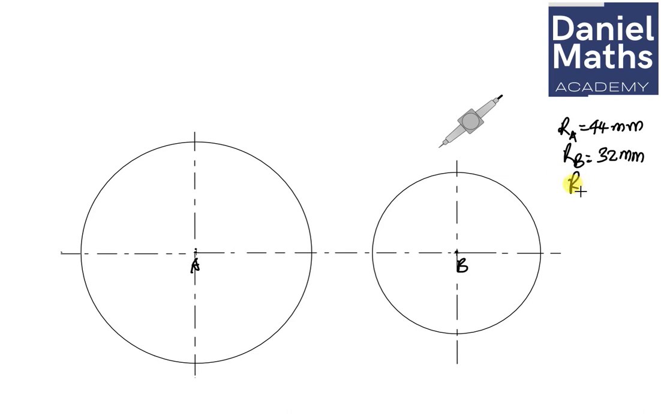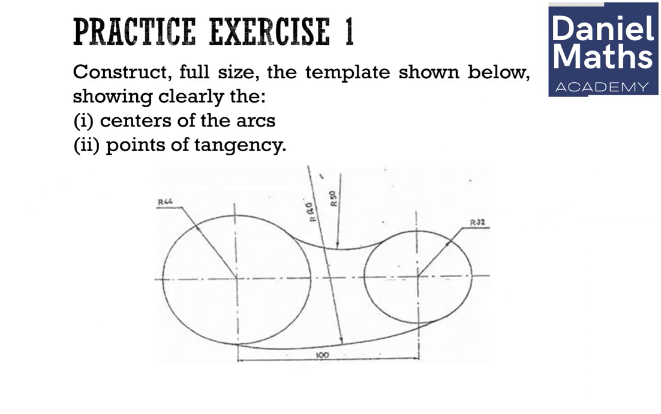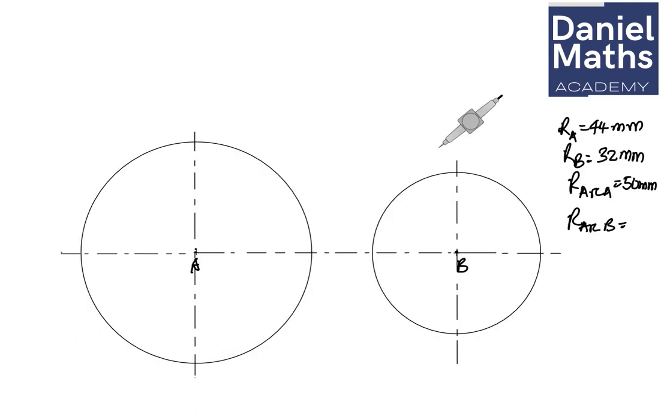Then radius of arc A is equal to 50 millimeter, and then radius of arc B is equal to, let's see, 120 millimeter. Okay, this is 120, this is 50. So this is the external, this is the internal. So the internal arc is 120 millimeter.